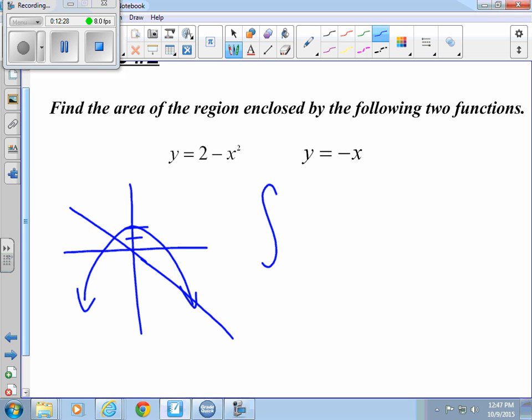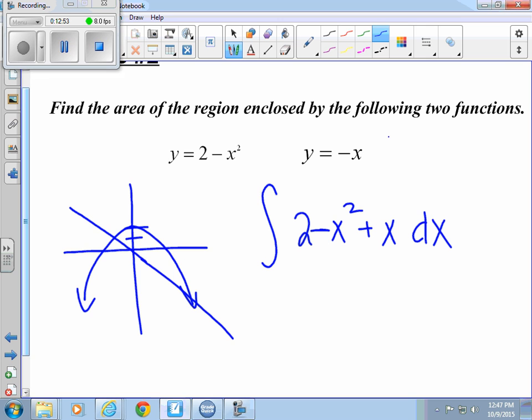So we're going to integrate 2 minus x squared minus negative x. Are y'all okay if I just put plus x there? Minus negative x. Find the region that is a minus. What else do I need? The intersections. I'm going to find that.